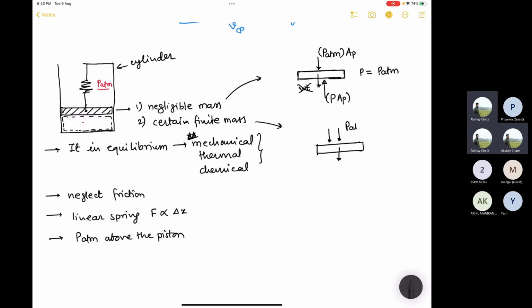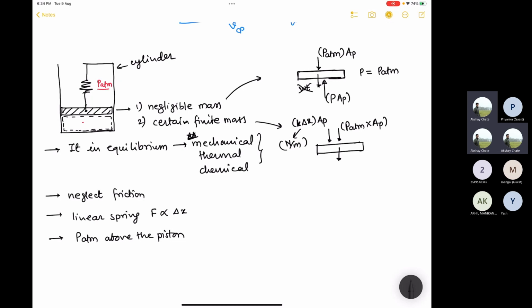One will be again the force applied due to atmospheric pressure, and that will be atmospheric pressure into cross-sectional area of piston. Then there will be some force by the spring, the interaction between piston and the spring. So that will be given by K delta X. This is the force into area of piston. Now K is a spring constant. Its unit is Newton per meter.